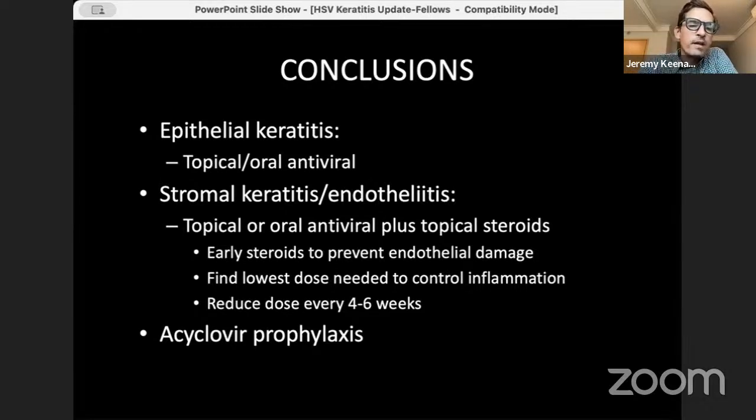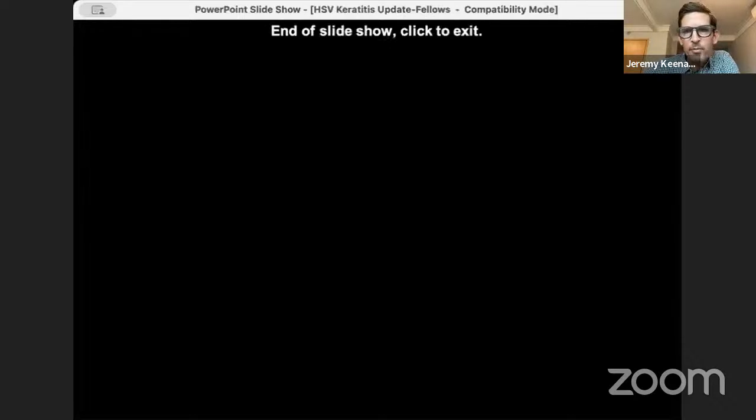And then in terms of acyclovir or valacyclovir prophylaxis, we have our patients on that sort of lifelong, usually at a dose of 1 gram of Valtrex once a day. And then if they have breakthrough disease, we can increase the dose of acyclovir. So I think that's all I had prepared for today. Thanks a lot for your attention, and I will stop sharing my screen here.